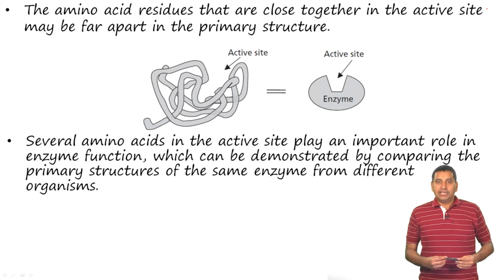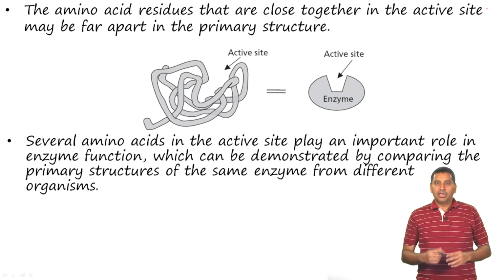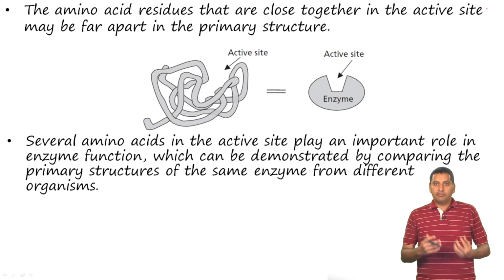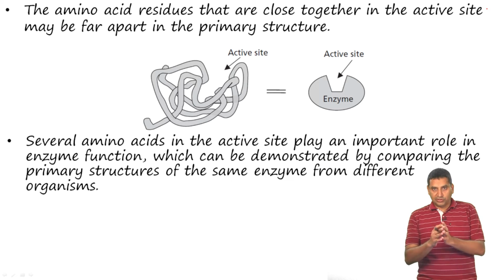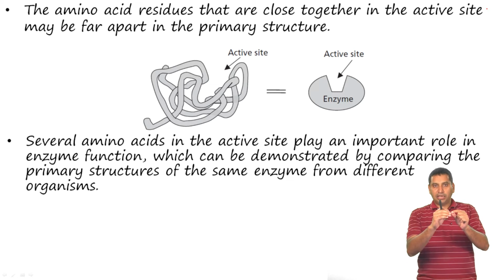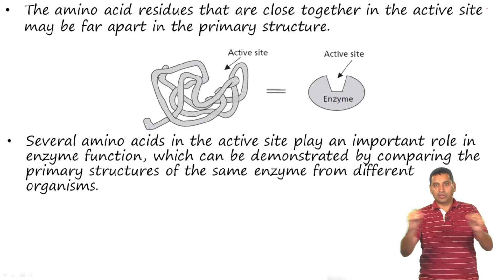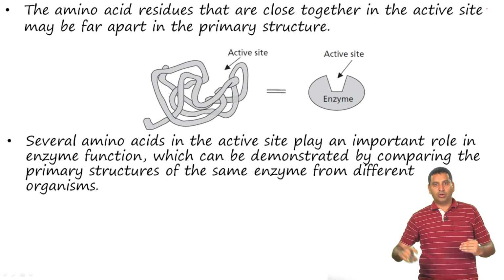So, the active site contains several amino acids which play an important role in catalysis. Now, one can derive some information about how well the active site is conserved across various organisms evolutionarily by comparing the sequence or the primary structure of enzymes from various organisms.